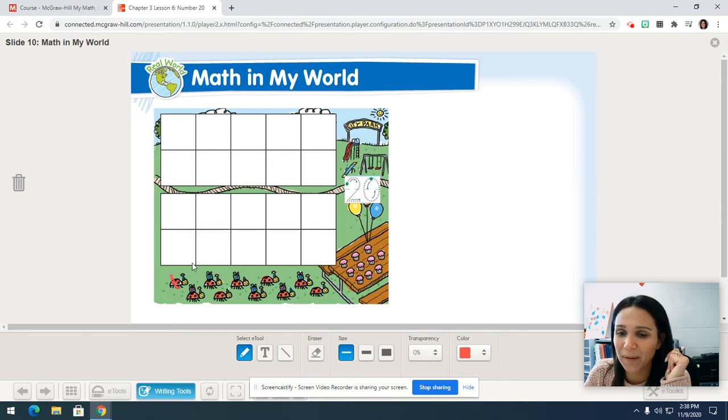1. Keep going. 2, 3, 4, 5, 6, 7, 8, 9, 10. How many ladybugs do we have? 10 ladybugs. Nice. Let's fill our first 10 blocks, numbers 1 through 10, because that's how many ladybugs we have. If you want to, you can color in the boxes first and then write your numbers. I'm just going to write our numbers.